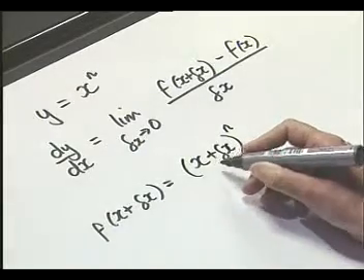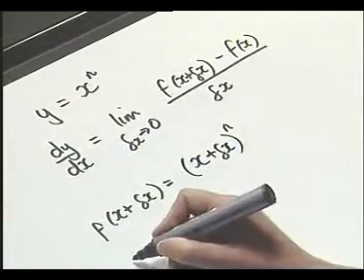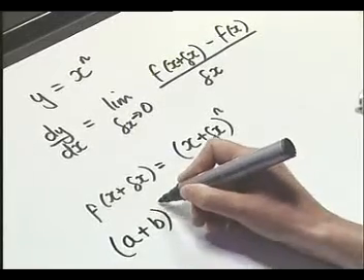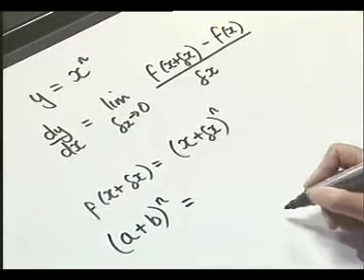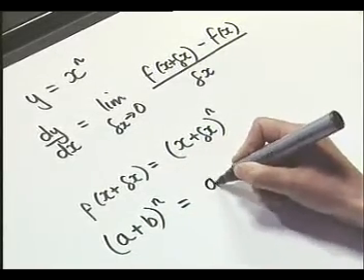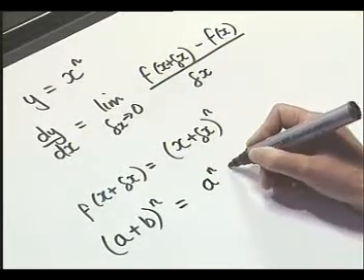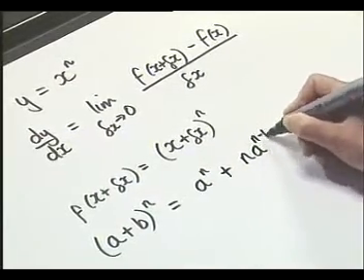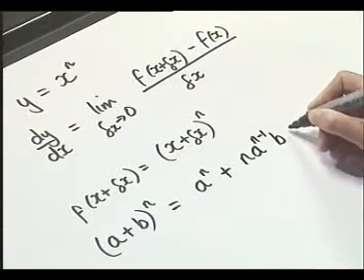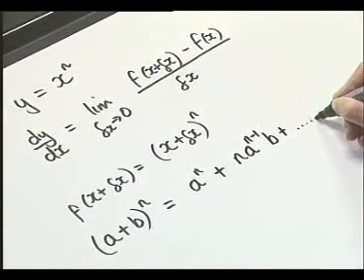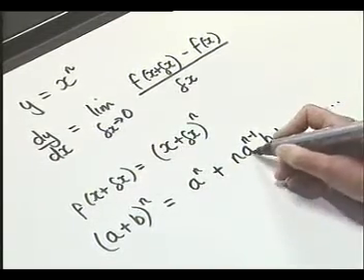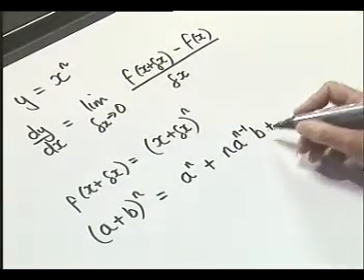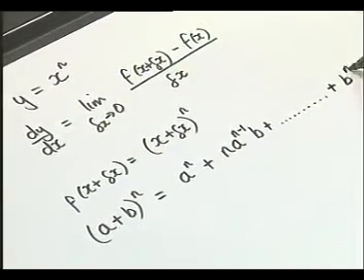So what we're going to start by doing is actually just expanding a plus b to the power n. And that is a to the power n plus n times a to the power of n minus 1 multiplied by b, plus, and there are lots of other terms in between, both containing powers of a and b, along to our final term, which is b to the power n.